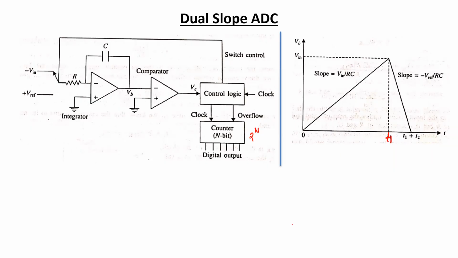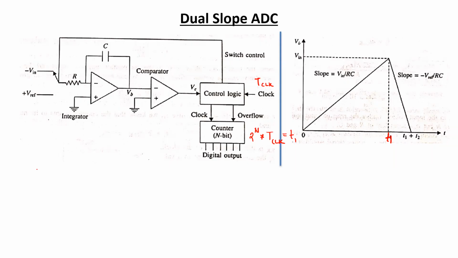And if the time period of the clock pulse is represented by TCLK, then the total duration to reach this maximum number of counts will be 2 to the power n multiplied by T clock. So that will be equal to T1. So for this duration of time, the input voltage is going to be integrated.